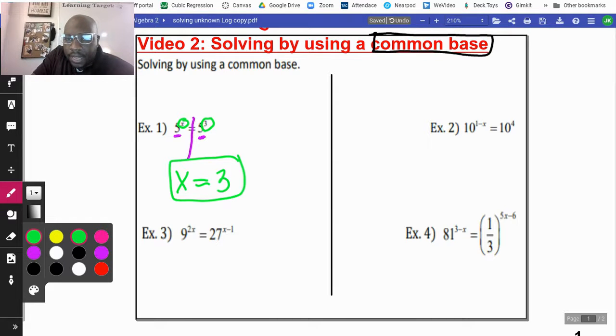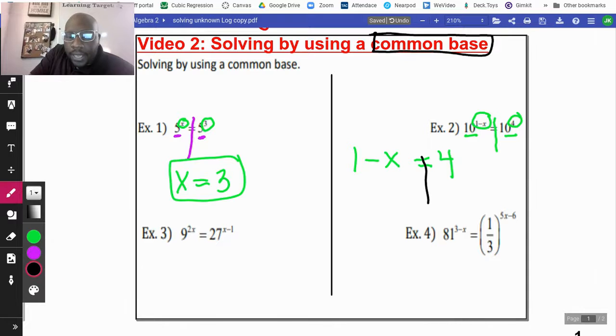Look at example 2. The common base on the left side is 10, and they all have 10 as a base. You set that wall. So you take the exponent of the left side, set it equal to the exponent of the right side. So you should have 1 minus x equals 4. Now, you can say you're done, but I would say no, you're not, because you have to solve it.